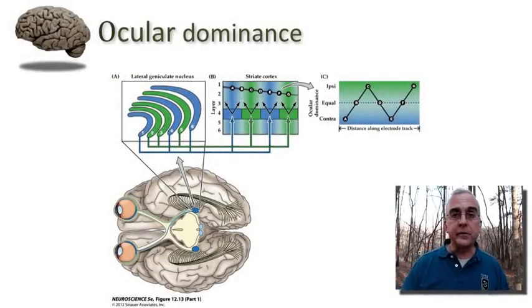Visual cortical neurons can also be characterized by whether one eye or the other drives the activity to a greater or lesser degree. This is called ocular dominance. Now let's return to the organization of the visual pathways for just a moment to explain where this property arises.